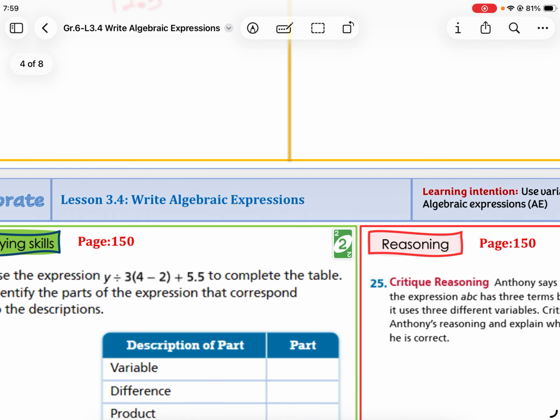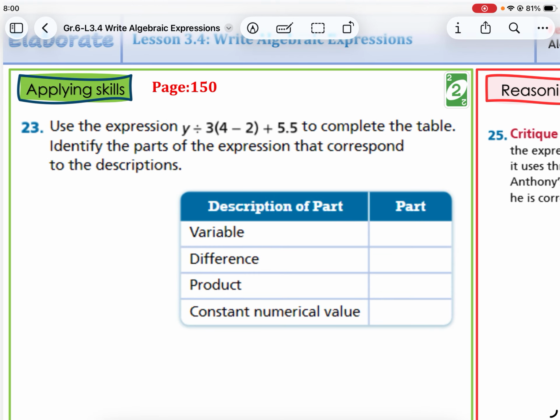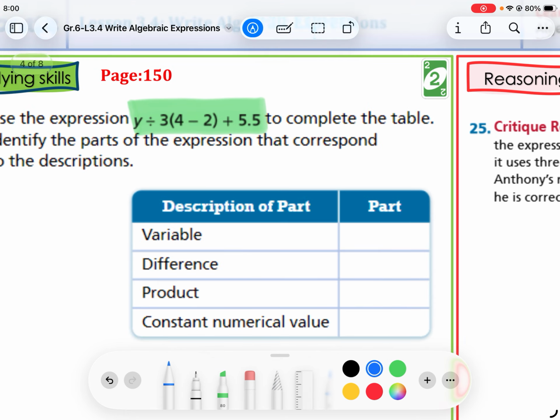Let's move on now to another real life problem related to the same topic. Here they're telling you to use the expression y divided by 3 multiplied with 4 minus 2 added to 5.5 to complete the table. They're asking you just to identify the parts of the expression. They gave you the table, it's ready. They're asking what the variable is. Which part is the variable? We have only one variable, which is y. That's your variable.